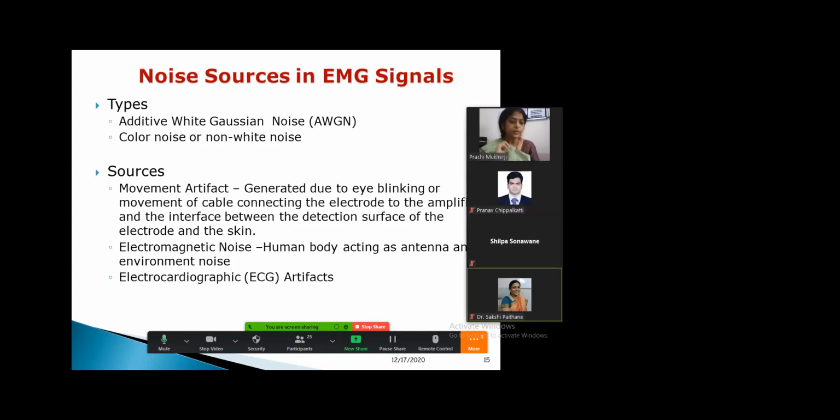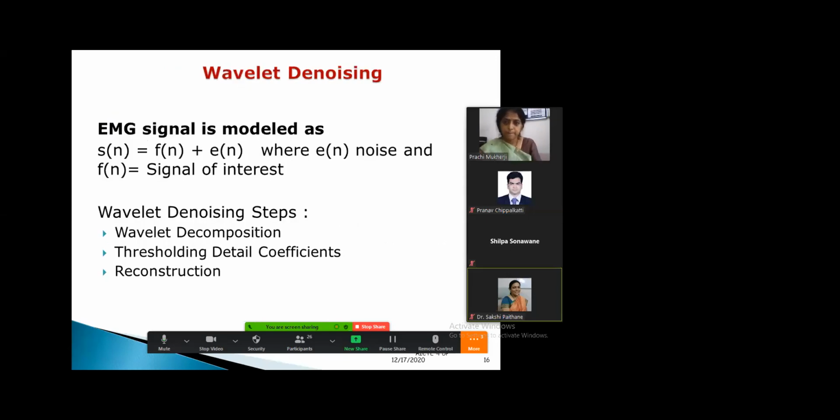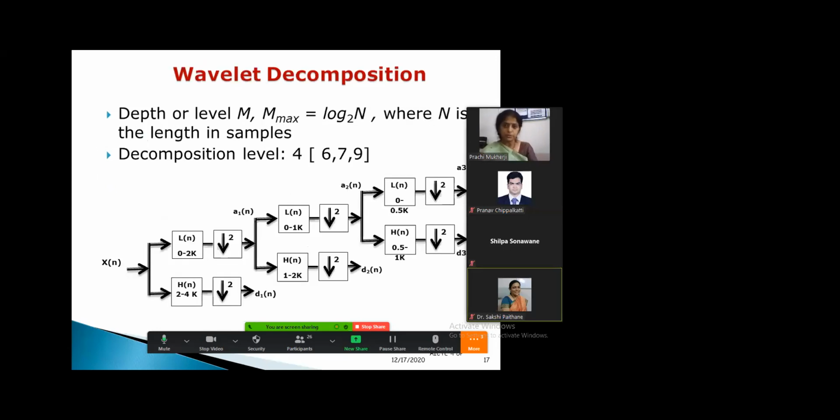So definitely filtering is a very important process in whichever way, whether we are going for deep learning or we are going the way we went, like feature extraction, then dimensionality reduction, and then feeding it to the classifier. So this is a very common wavelet denoising equation. I won't go much into it, but the steps are wavelet decomposition, thresholding detail coefficients, and then reconstruction. So here we have gone to decomposition level 4.